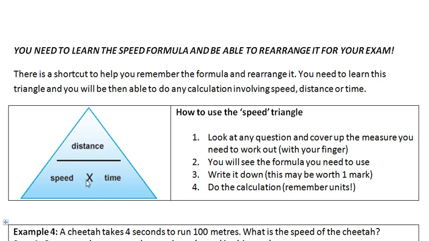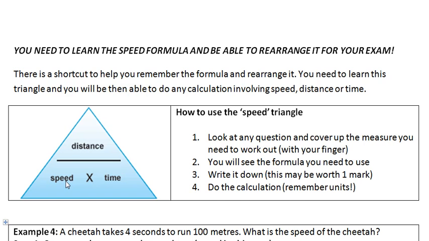If you want to work out speed, if you cover up speed, you'll see it'll say distance, then the line, then time. So distance divided by time. So speed is distance divided by time. If you want to know distance, cover up distance with your finger and you'll see speed times time. So distance is speed times time. If you want to know time, cover up time with your finger and you'll see distance divided by speed. Distance divided by speed is time.